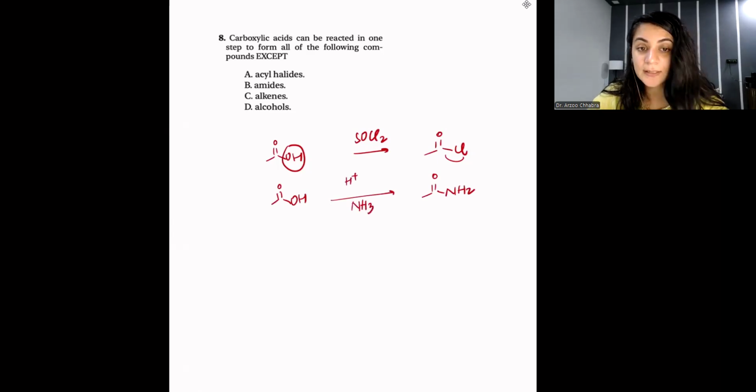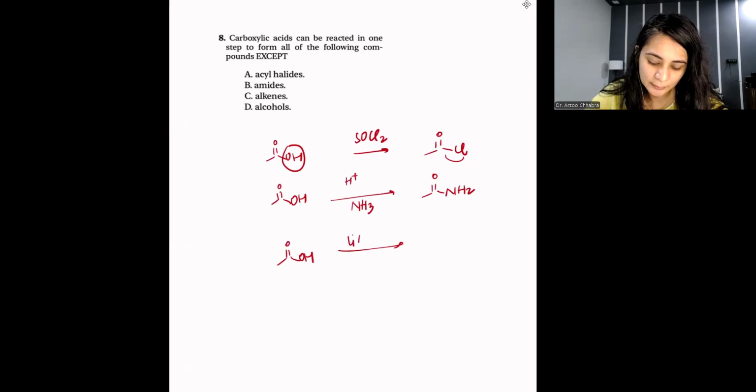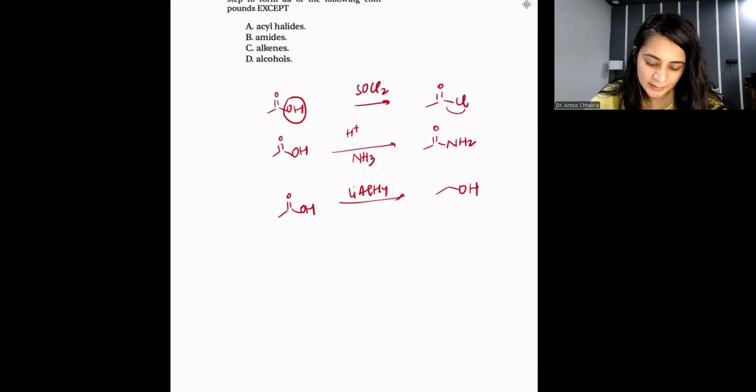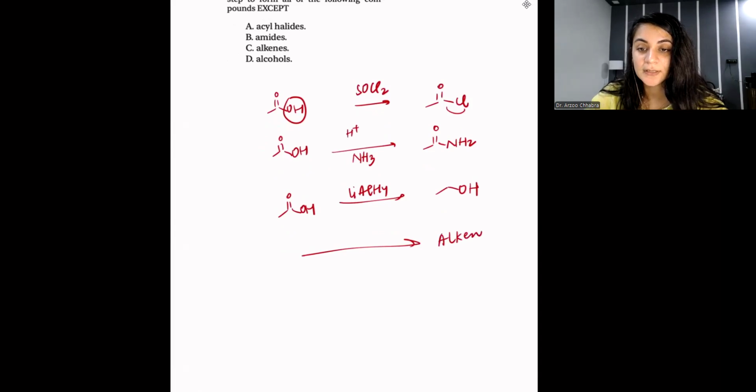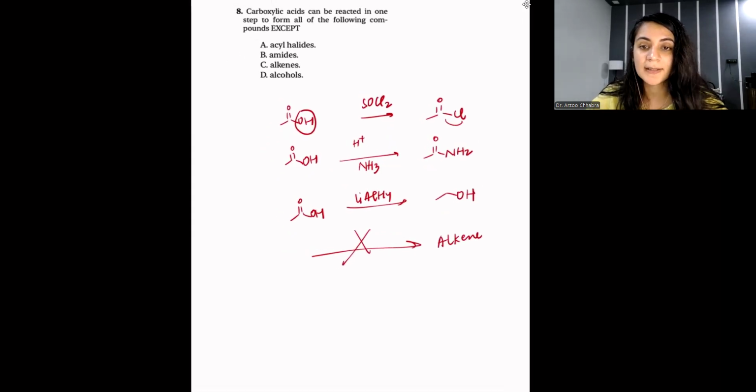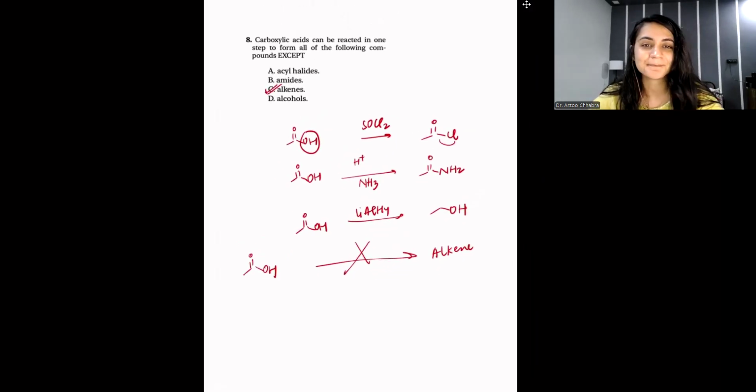Okay, alkenes, can we convert that to an alcohol? Yes, you can use a reducing agent, lithium aluminum hydride, to convert that to CH3CH2OH. Can we convert a carboxylic acid to an alkene? We cannot, sorry. There's not really a reaction for that. So C is actually the correct answer for that problem.